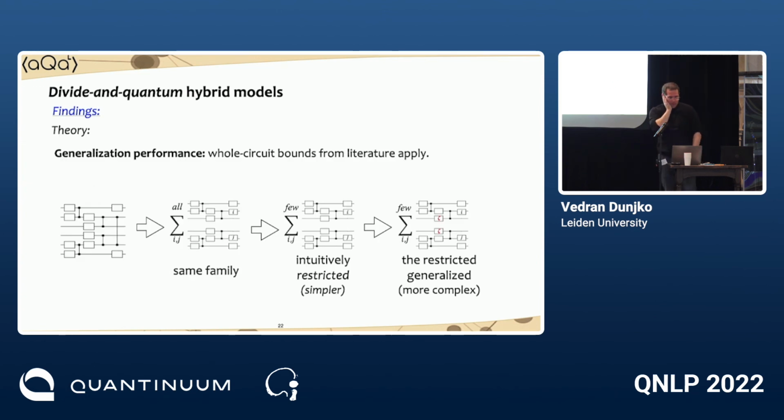So one of the things that I can study is generalization performance, which, by the way, is not a trivial thing because, again, let me remind you, I start with a large quantum circuit, then I cut it up, and I have something which has exponentially many terms in the sum, but this is exactly the same hypothesis family. Then I drop a bunch of terms, so I'm simplifying the model, but I make the terms more general.